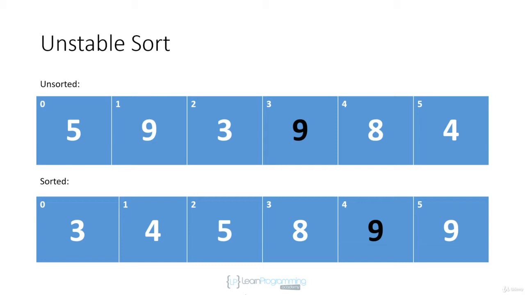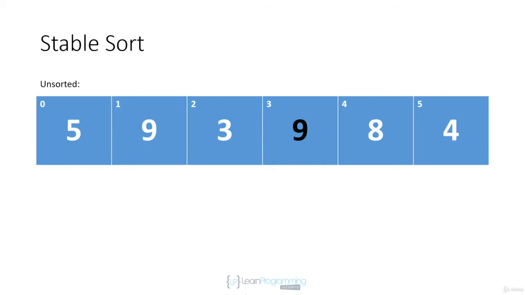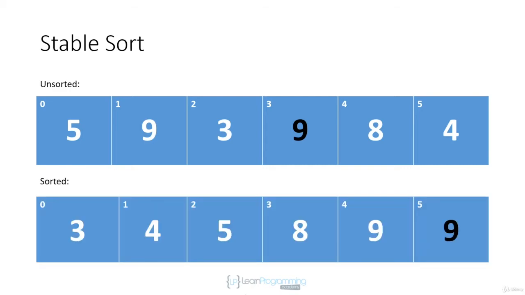And so when this happens, when the relative ordering of duplicate items is not preserved when you sort, it's considered to be an unstable sort. And you'll see that some of the algorithms we look at are unstable sort algorithms. Now, by contrast, for a stable sort, we're starting off with the same array, but after we've sorted, the white 9 still appears before the black 9. So the relative ordering of the duplicate items has been preserved, and in this case, it's a stable sort.